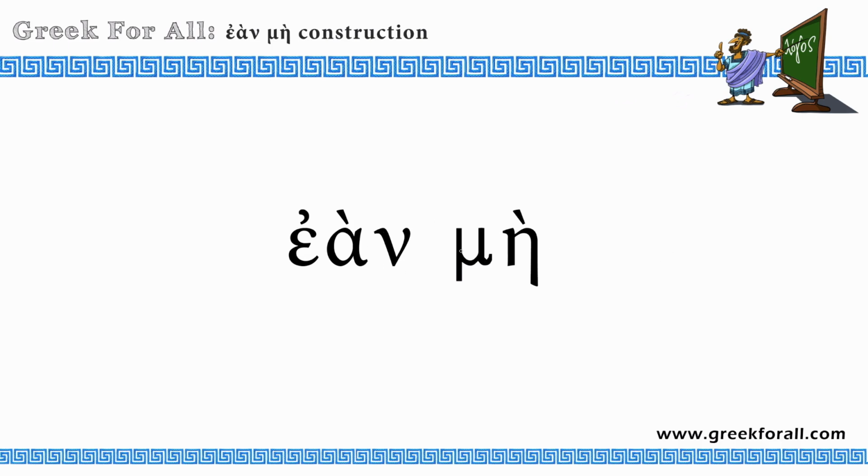So what does it mean? Let's look at each of these words separately and try to figure out the meaning of this construction. So ean means if, and me is the negative particle, which means no or not. When it works with the verbs, it means don't. So literally ean me means if not, and the shortcut equivalent of this phrase would be unless. So whenever you see it in the Greek New Testament, you should apply unless.